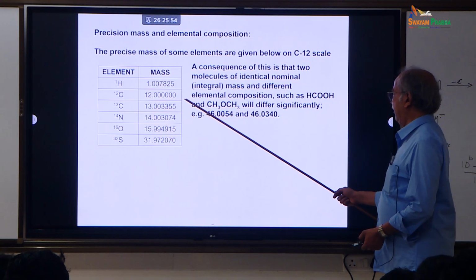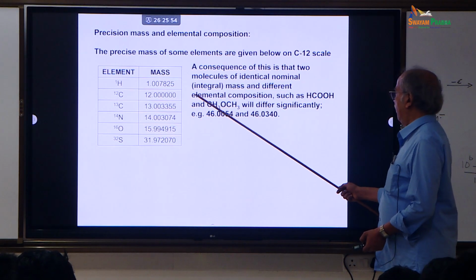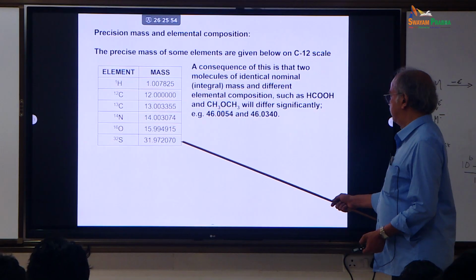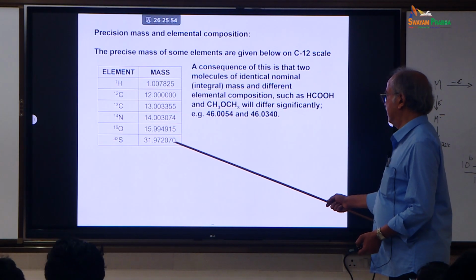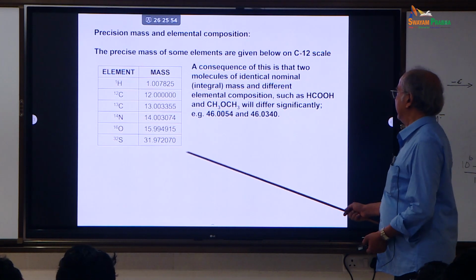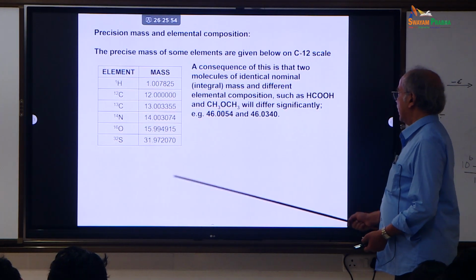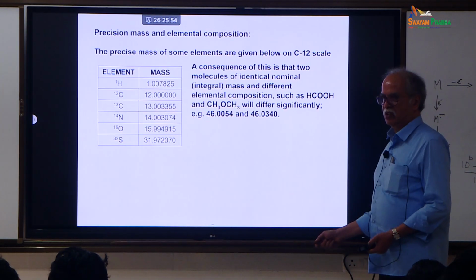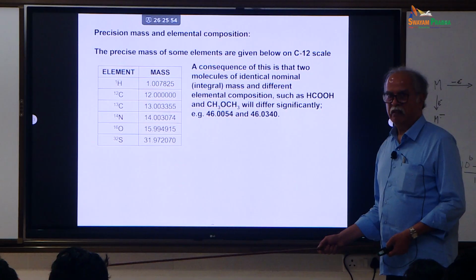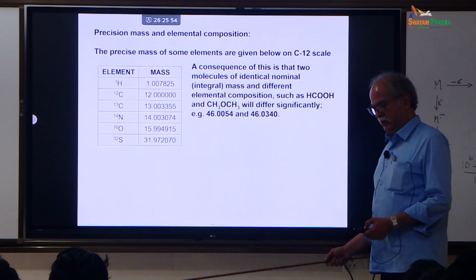If you take the carbon 12 scale, then the residual masses of the various ions are given here. The carbon 12 scale is what is used for calibrating the mass spectrometer.